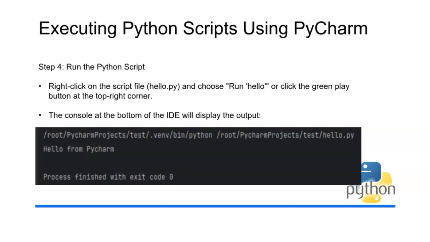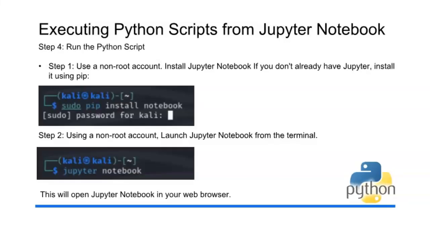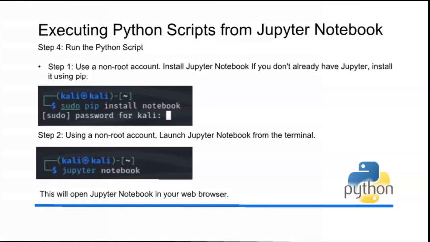To launch Python scripts using Jupyter Notebook, you'll first need to install the program using a terminal or command prompt. Once the program has been installed, you can start it by typing Jupyter Notebook at the terminal and pressing Enter, which will open the Jupyter interface in your default web browser. Ensure you are using a non-root account to launch Jupyter, otherwise, the program will not launch.